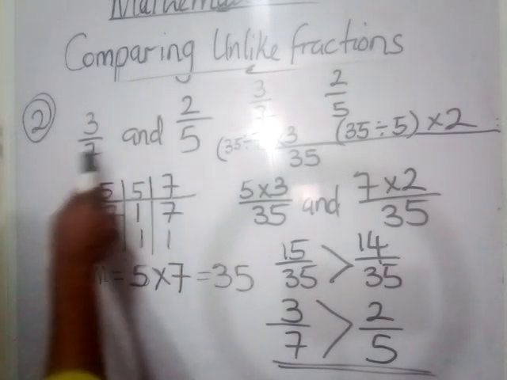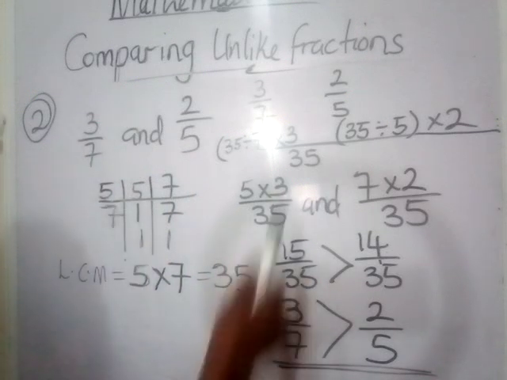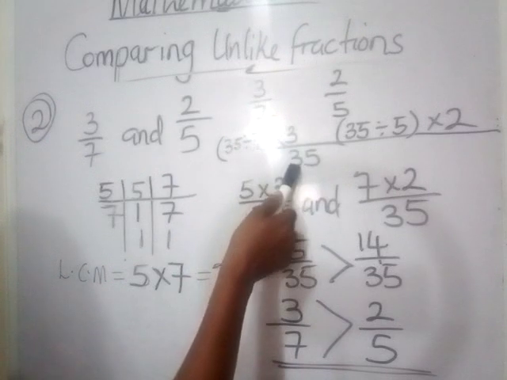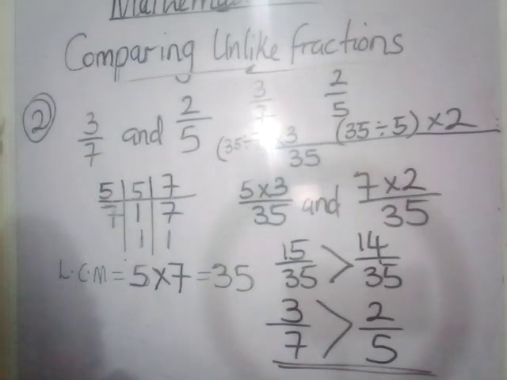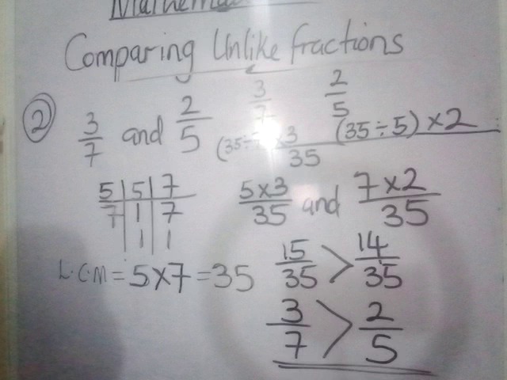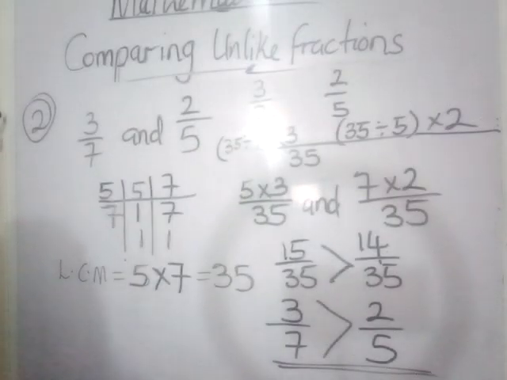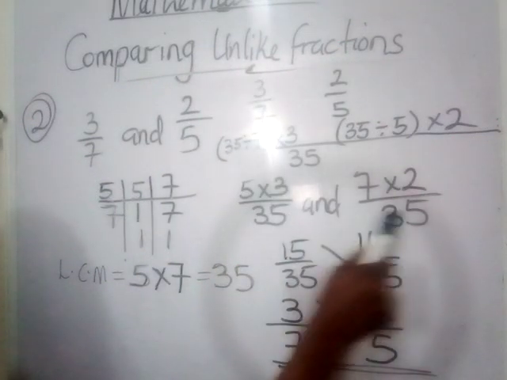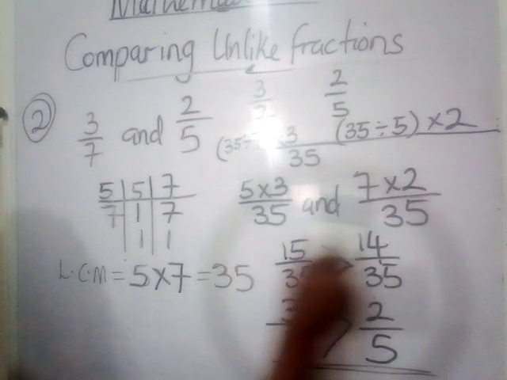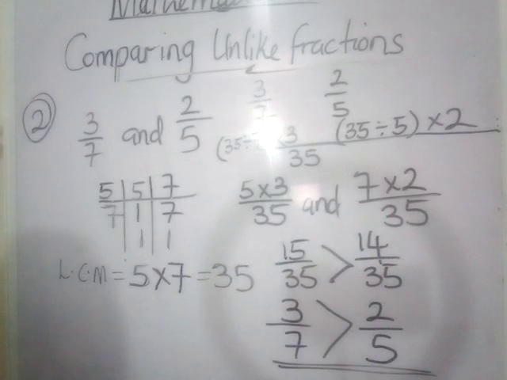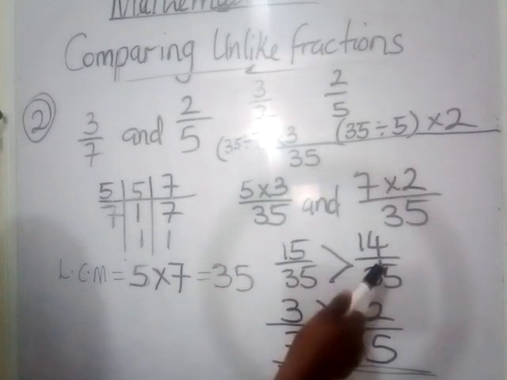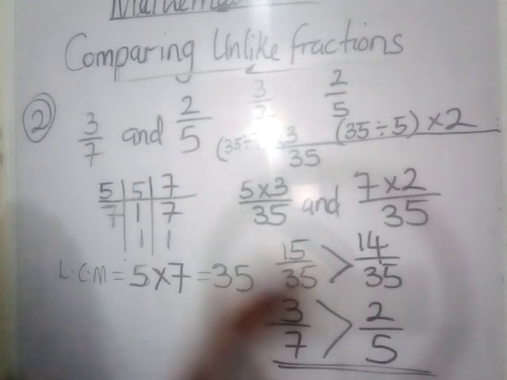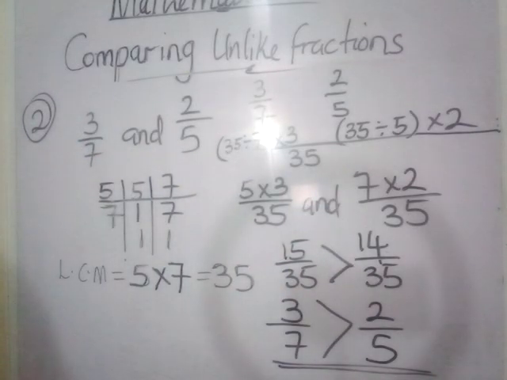Just multiply the two denominators together, and you get your new denominator. Once you get your new denominator, what do you do? Divide that new denominator by the old one and multiply the answer by the numerator. You do that for the first fraction, you do it also for the second fraction. At the end of the day, you end up with two different fractions that have the same denominator: 15 over 35 and 14 over 35. You can see they look different from these, but the truth is they are actually equivalent fractions of the fractions you see there.